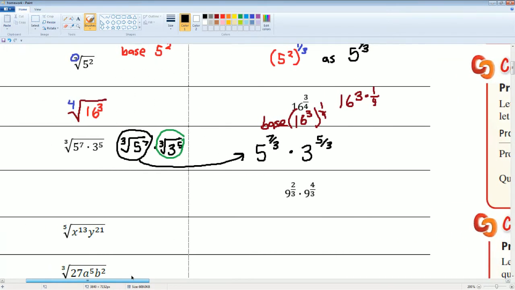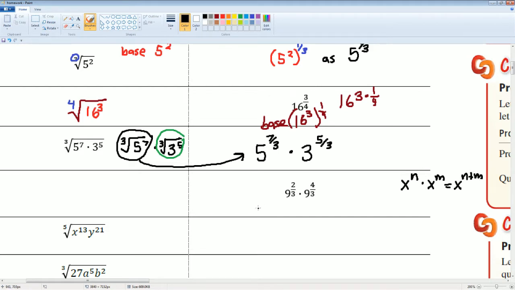Huh, that's very interesting. Okay. So here, please understand that if properties are like x to the n times x to the m, do you see how it has the same base? You can just add the exponents.